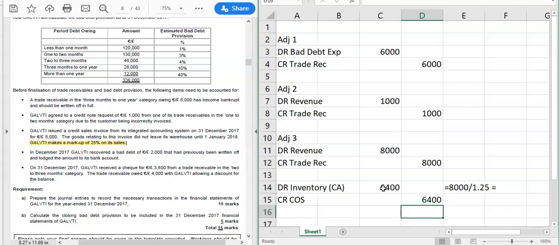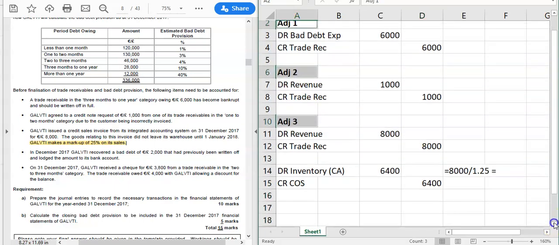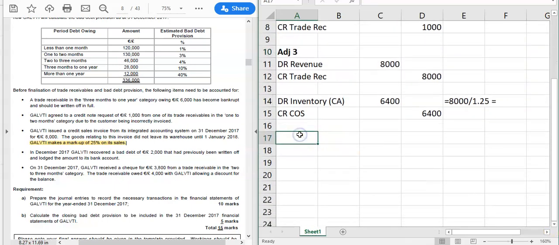Don't just look at the core trade receivable, think, well, why am I told about the markup? You have to use that somewhere. So always try and be savvy in the exam. Why am I given certain information? The examiner is giving me a hint of where they want entries to go.